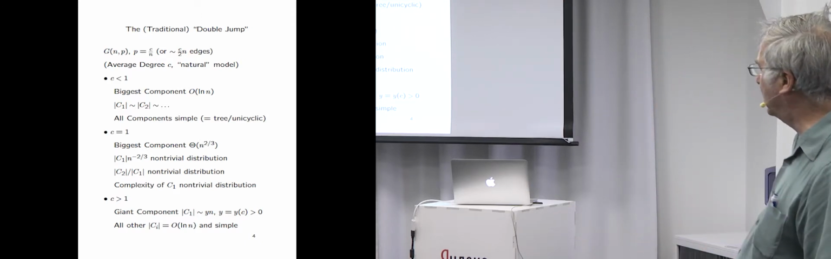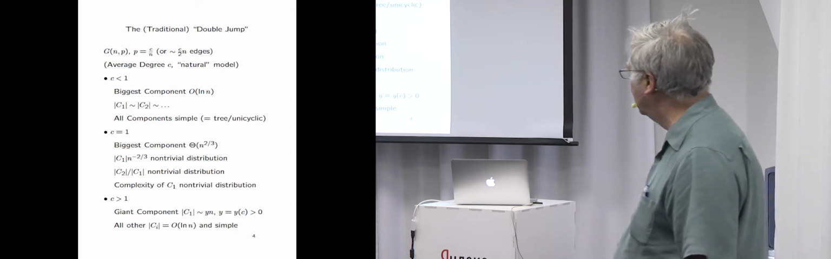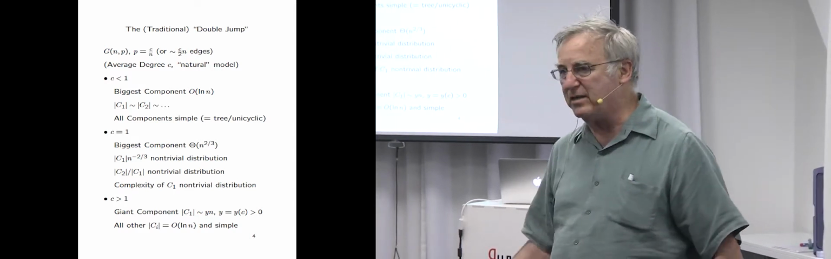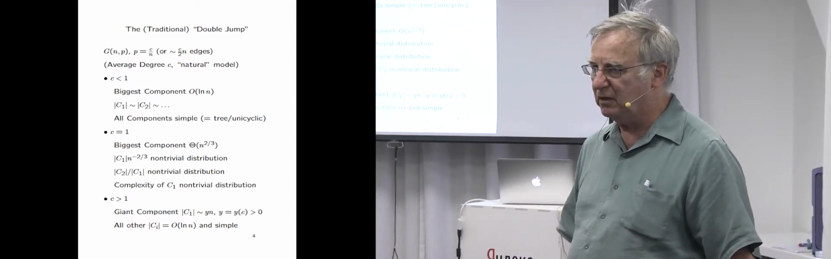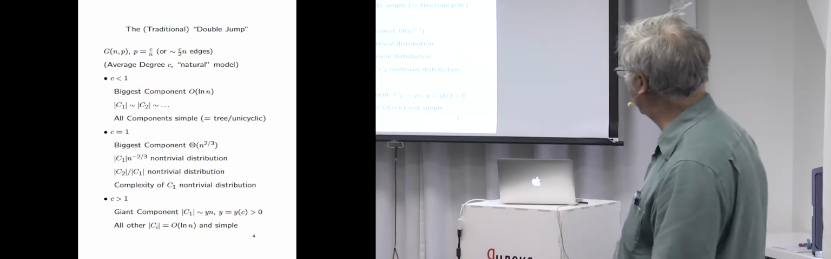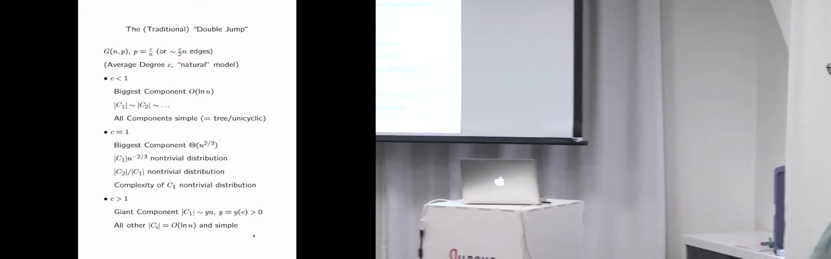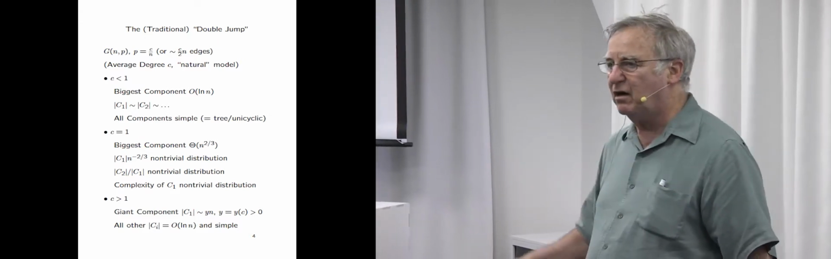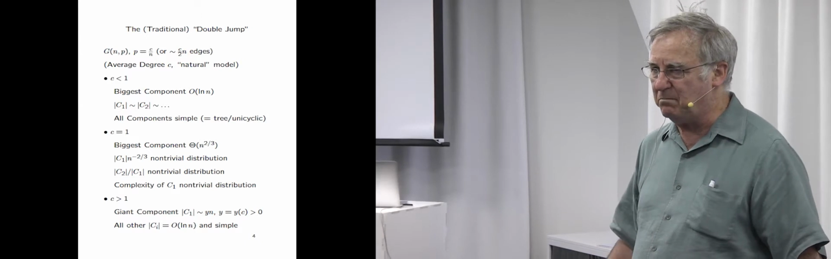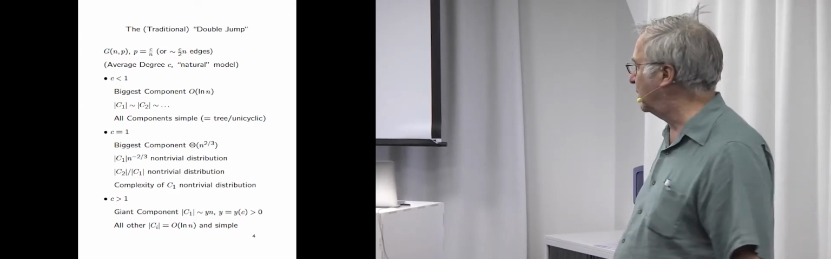Going to the bottom, when c is greater than 1, there is a giant component. This is what it was called by Erdős-Rényi, whose size is y times n, and y is a function of c. It's a positive number. And all of the other components are of size at most log n, and they are simple.